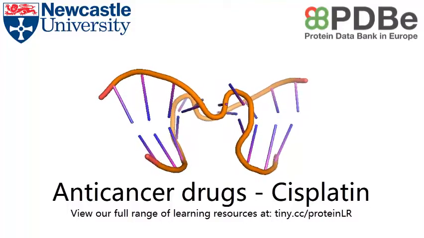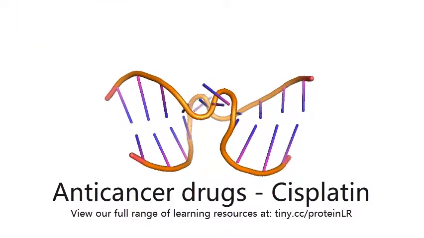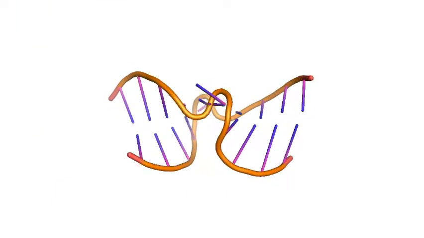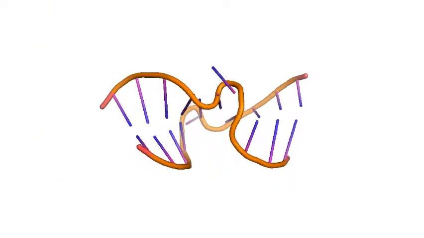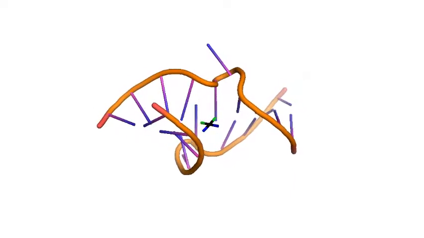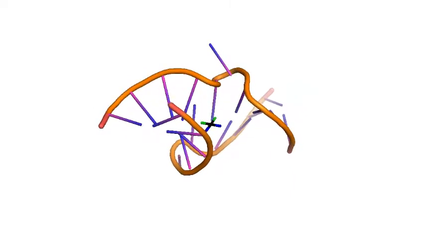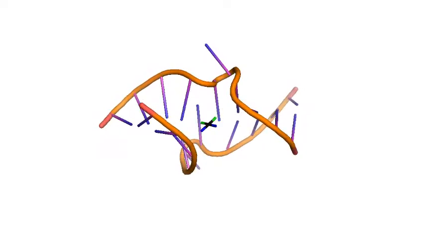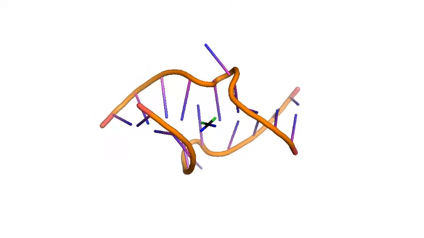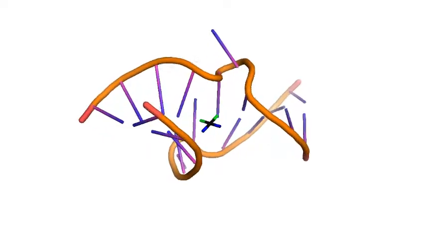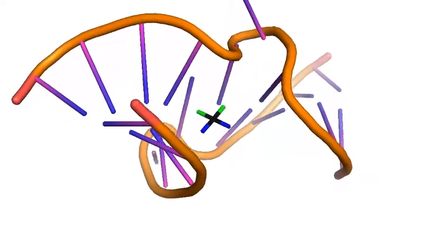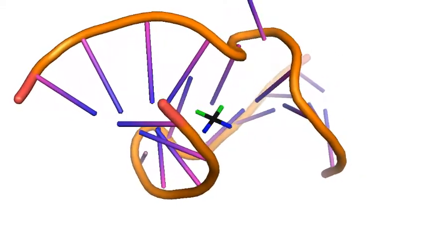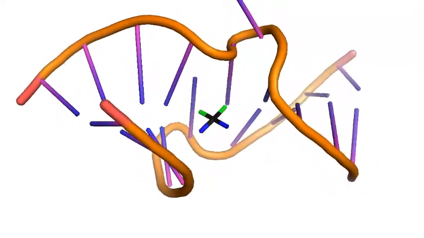Cancers occur when cell replication goes out of control, forming lumps of cells called tumours. If we can stop these cells from replicating, then we can help to treat some forms of cancer. Cisplatin, which is the molecule shown in the centre, is an anti-cancer drug which can be used in chemotherapy. Cisplatin works by binding to and distorting the structure of DNA.